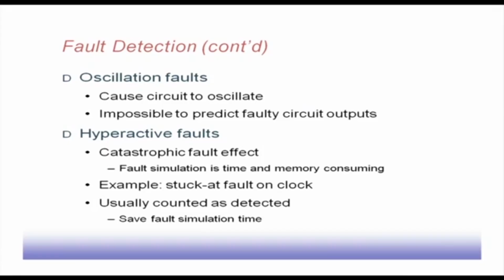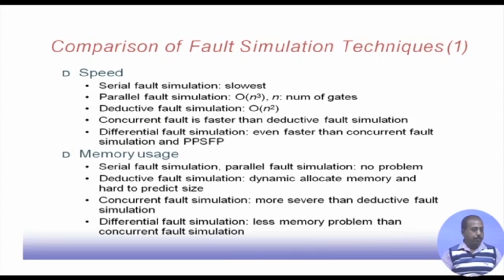At the same time, we need to store a lot of faulty gate information, responses and all that. So, the memory requirement will also be high. If that occurs, the fault simulators normally count it as detected, because with so many events it is definitely going to be detected. There may be a limit on the number of events for a particular fault in the fault simulation, and if that limit is crossed, then that fault may be taken as detected. So, it saves fault simulation time.